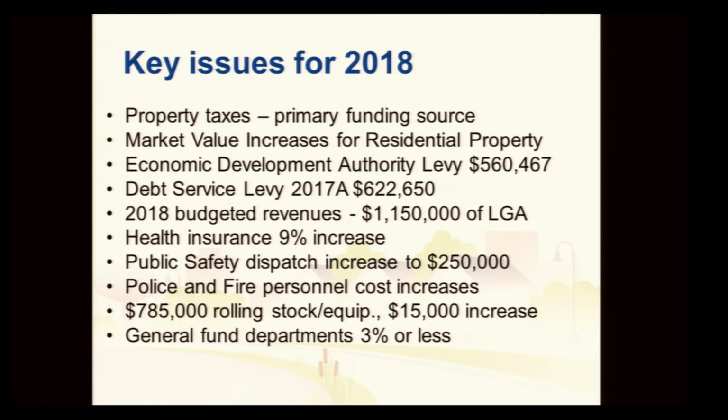Health insurance has increased 9%. Public safety dispatch has increased up to $250,000. And there are police and fire personnel cost increases, just from younger officers and younger firefighters working their way through the steps. $785,000 levy for our rolling stock and equipment. That's a $15,000 increase over the prior year. And then all the general fund departments came in at 3% or less increases, which is really, really good.